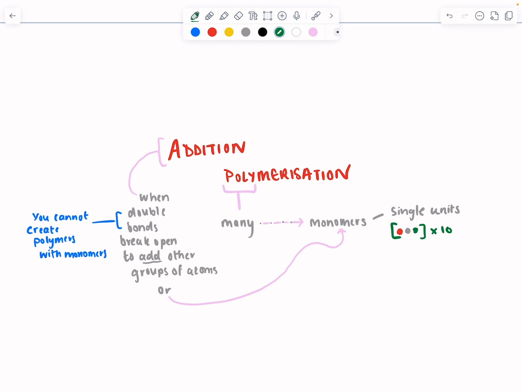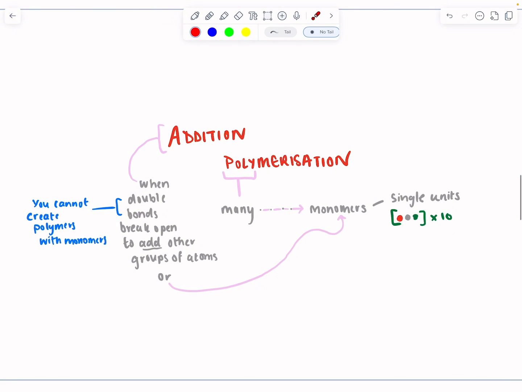And when we're referring to addition polymerization, this is when we have to break open double bonds to add other groups of atoms, or in this case, more monomers. This is why you cannot get a polymer from an alkane because it only has single bonds. You need a double bond for an addition reaction to be able to happen.